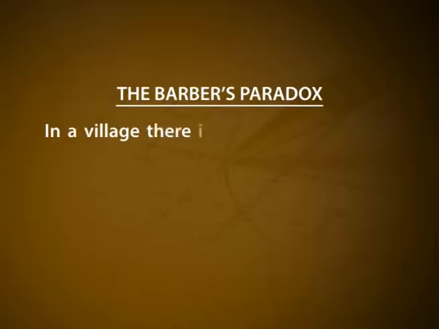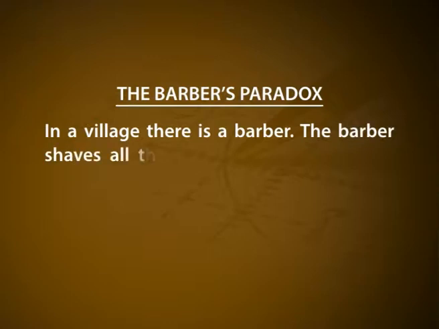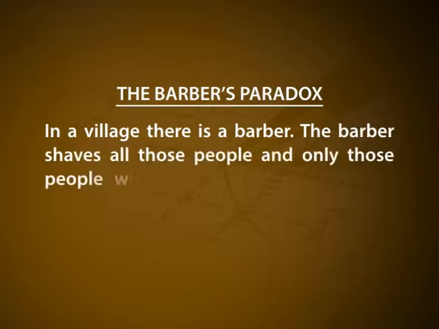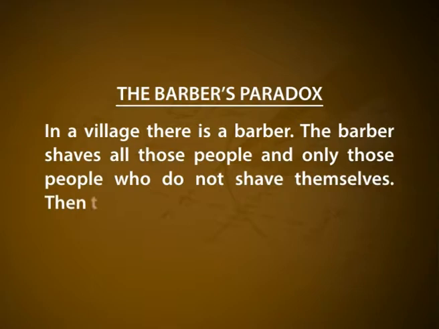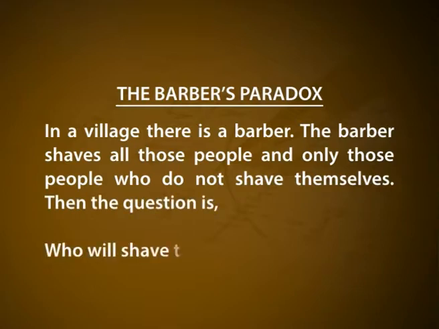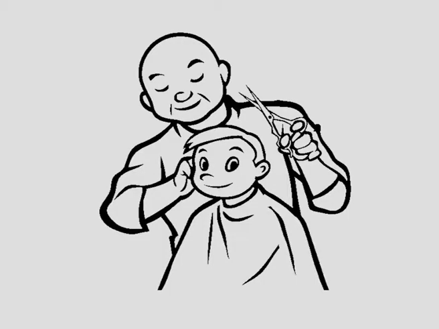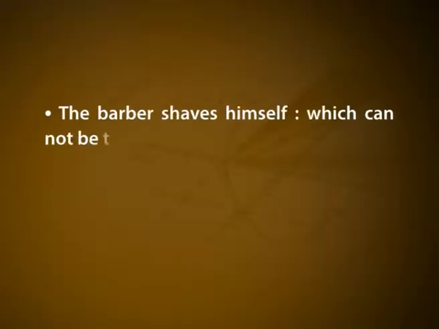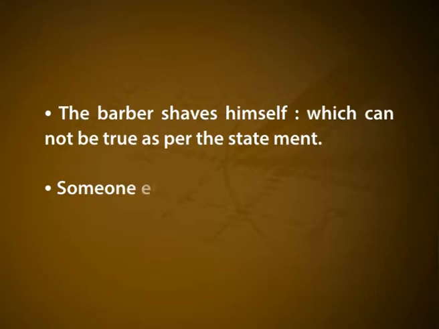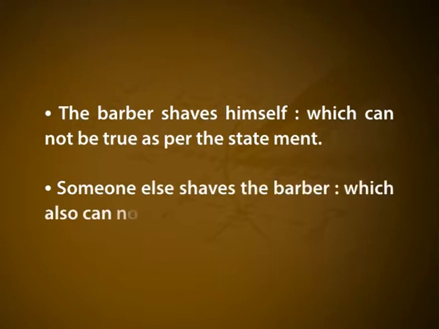In a village, there is a barber. The barber shaves all those people and only those people who do not shave themselves. Then the question is, who will shave the barber? The possible answers are the barber shaves himself, which cannot be true as per the statement. Someone else shaves the barber, which also cannot be true as per the statement.